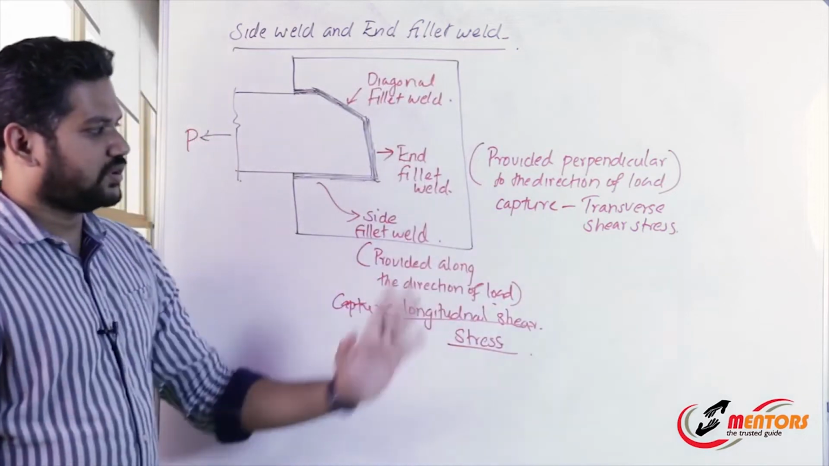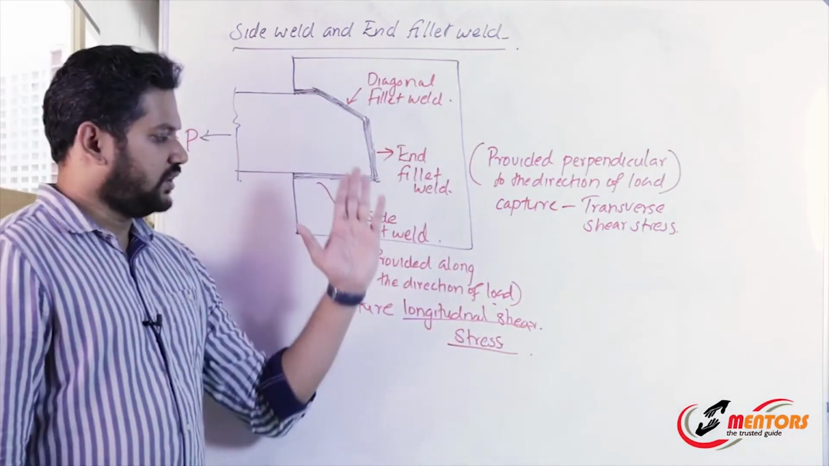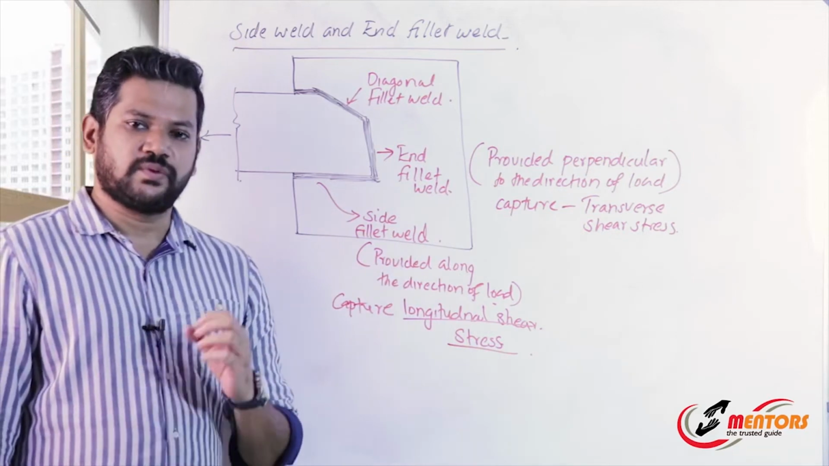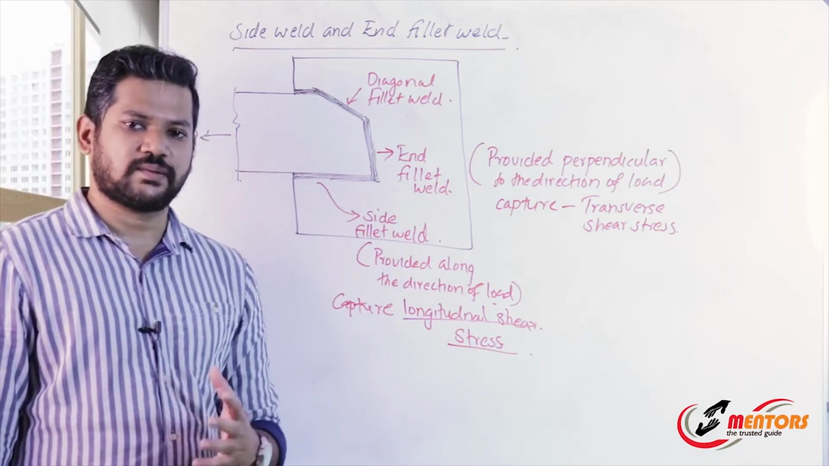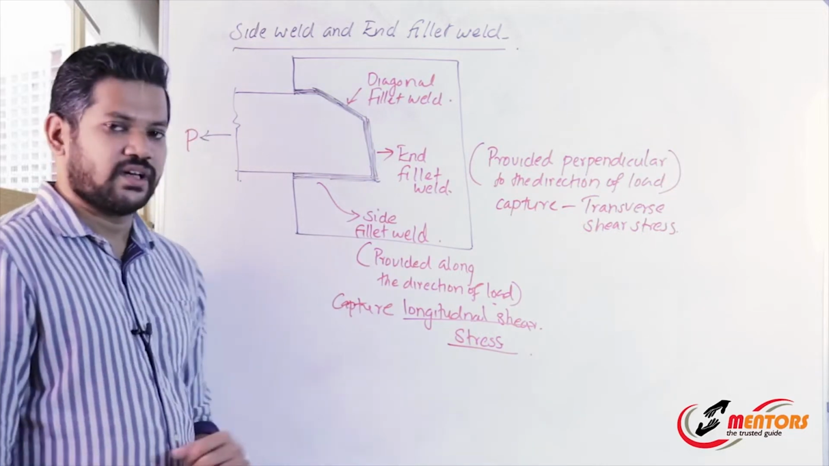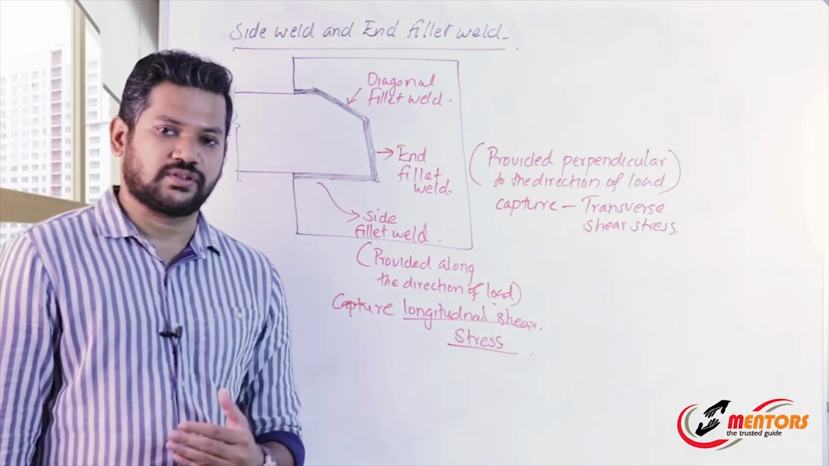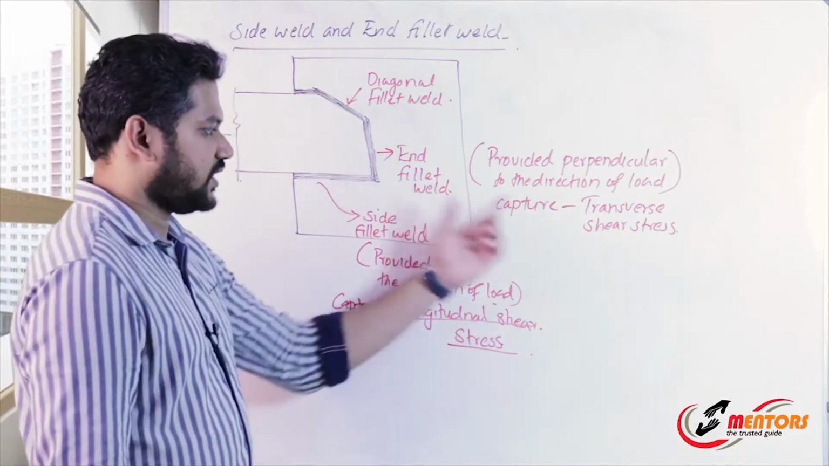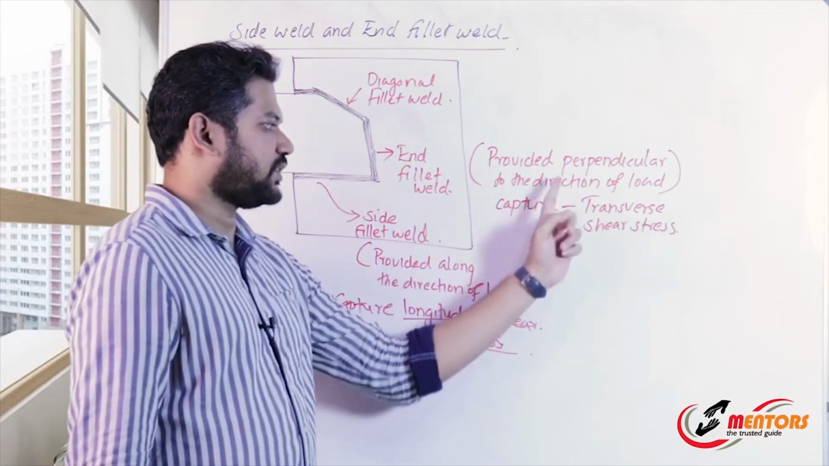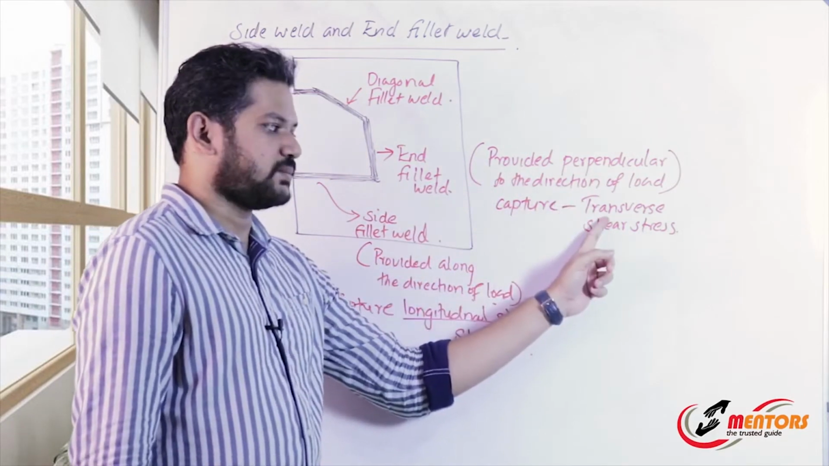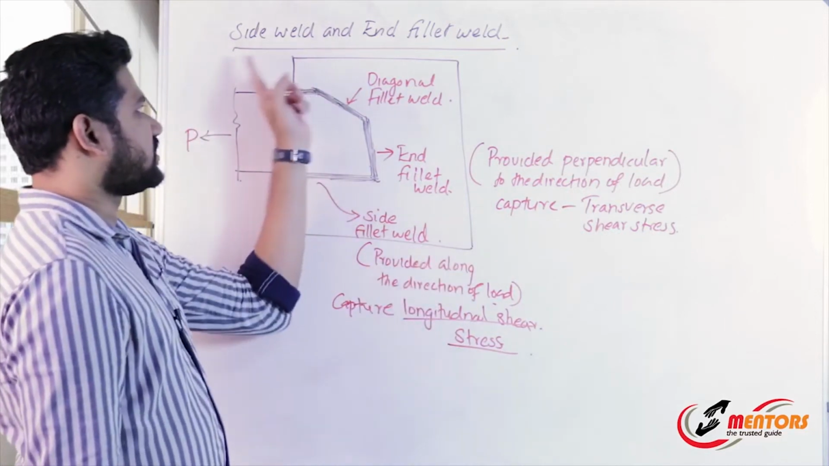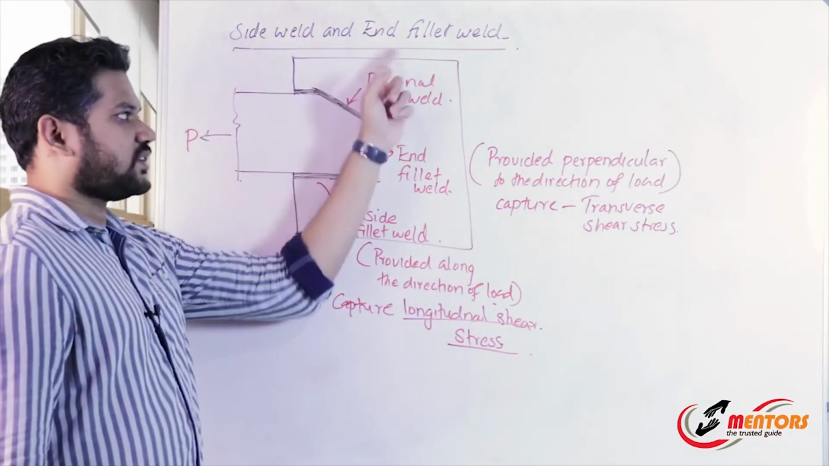This is very important when considering the end fillet weld and side fillet weld. The question will be like this: which fillet weld captures the longitudinal shear stress? The answer is the side fillet weld. And which weld will capture the transverse shear stress? The answer is the end fillet weld, because it is provided in the perpendicular direction. So these two points are important for the side fillet and end fillet weld.